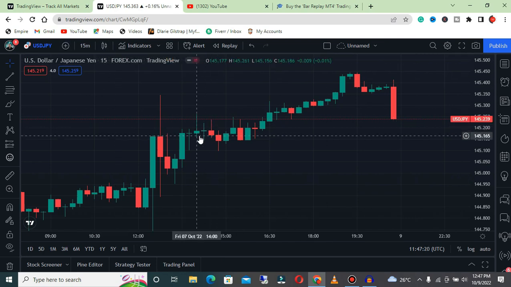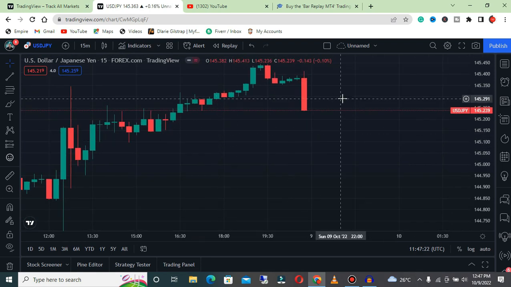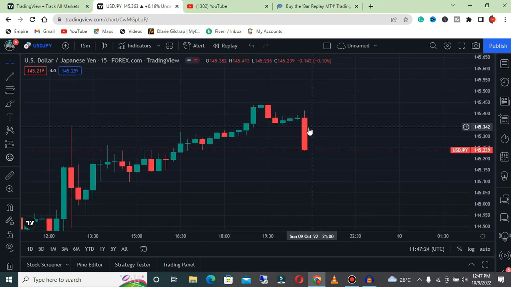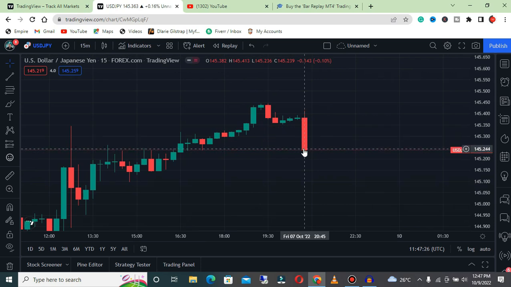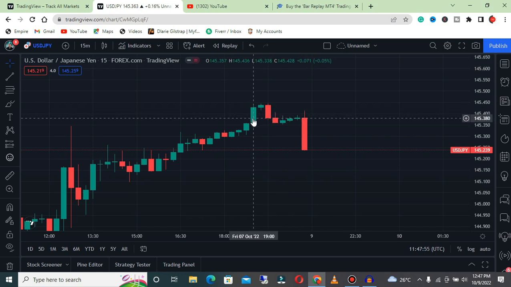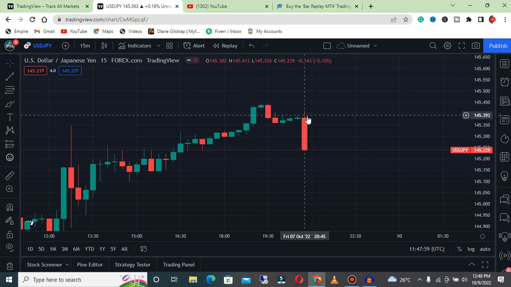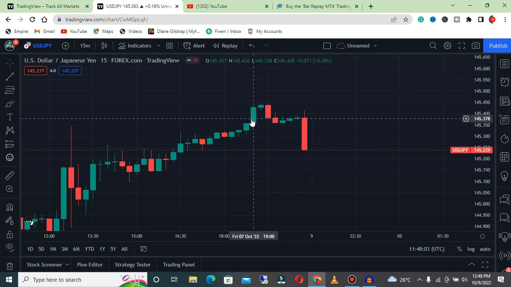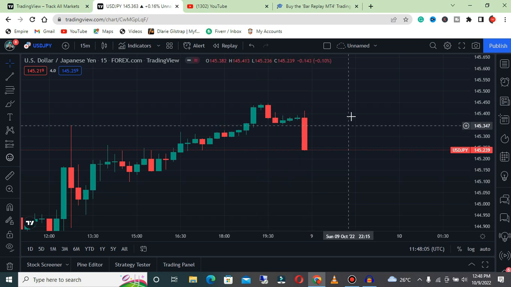Another thing I want to explain to you here is that, as you can see, we have red and we have green. When it's red, it's called sell. When it's green, it's called buy. All right, I hope you understand. So when the candle is red, it's called sell. When it's green, it's called buy. That is pretty much all you have to know on the candle part.